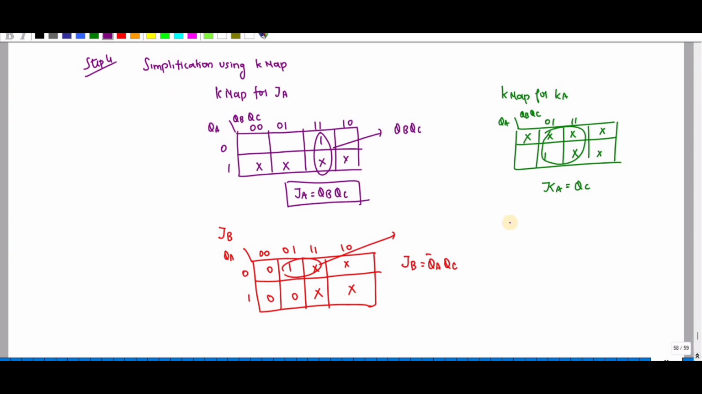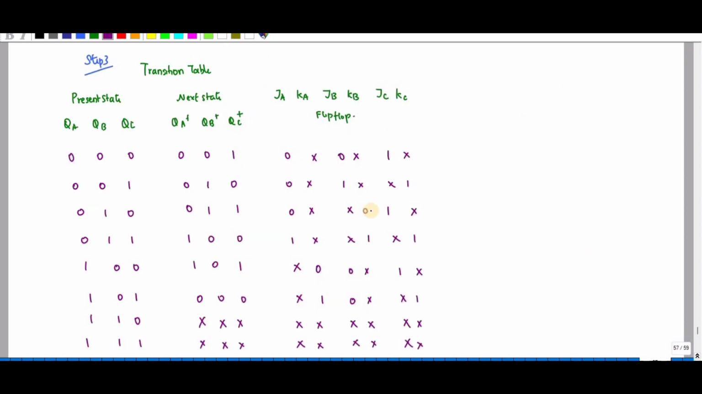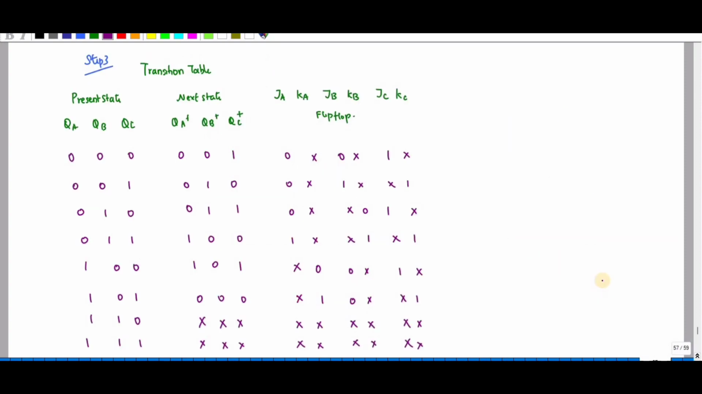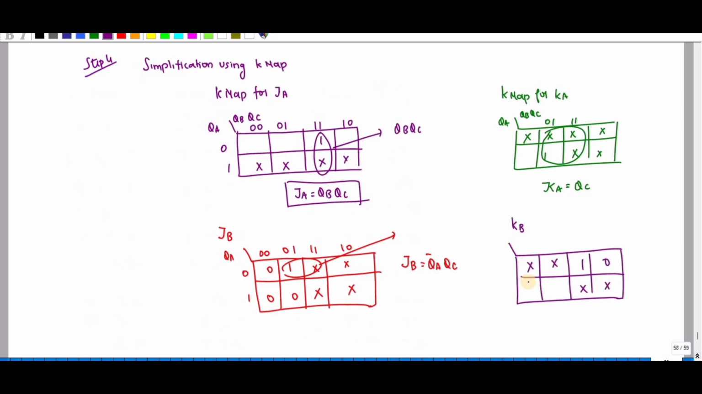Now let me go for KB. So for KB it is x x 1 0 1 x x 0 1, and this is always 1 1. So next for KB it is everything is x. So if I group this one, I will get KB equal to QC.